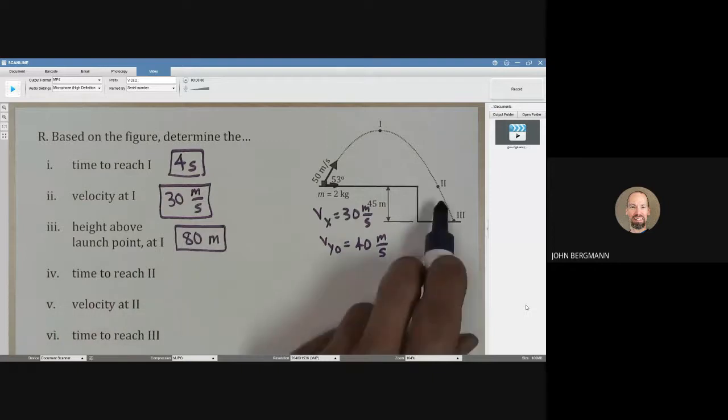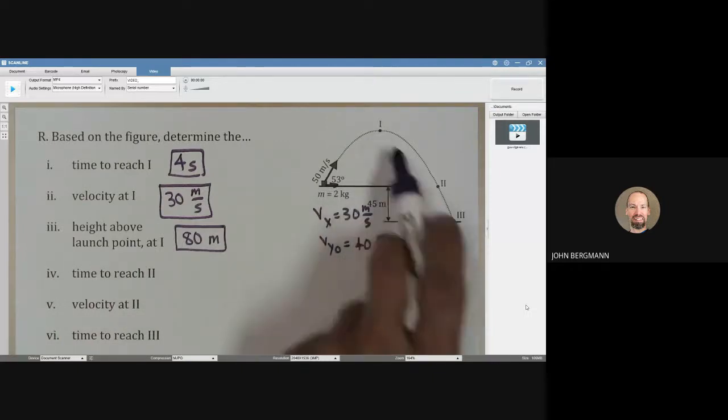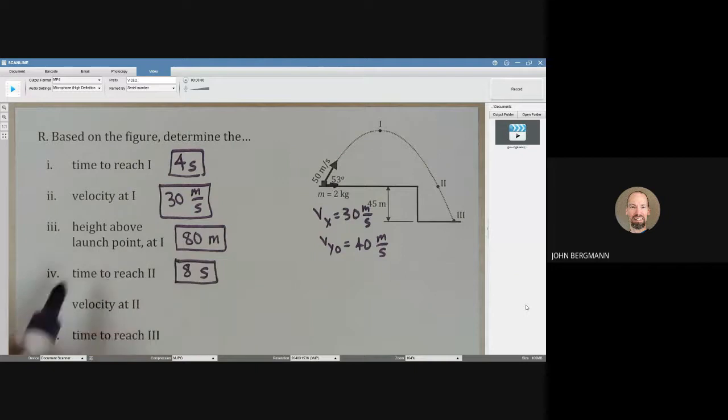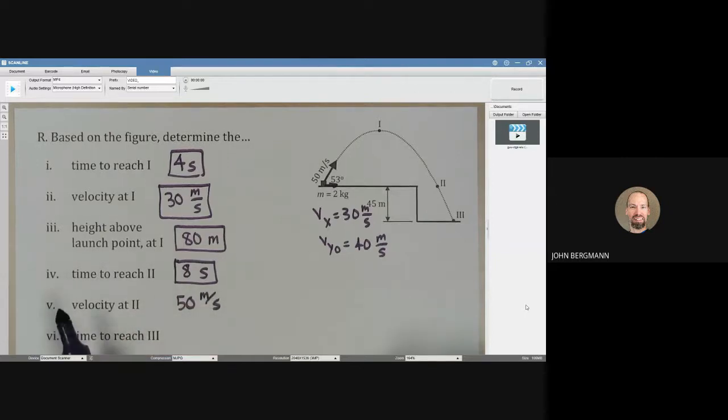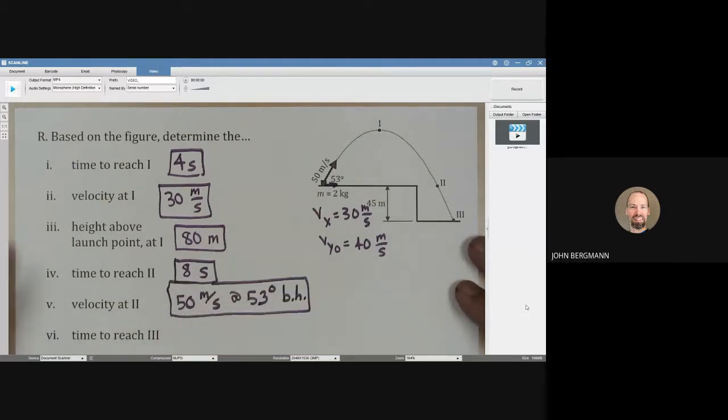How long does it take to reach point number 2? It took 4 seconds to go up that high. It takes 4 seconds to come down that high. So a total of 8 seconds. What's its velocity at point 2? Assuming there's no air resistance, it's going to be 50 meters per second, but now it's going to be 53 degrees below horizontal, not above horizontal.